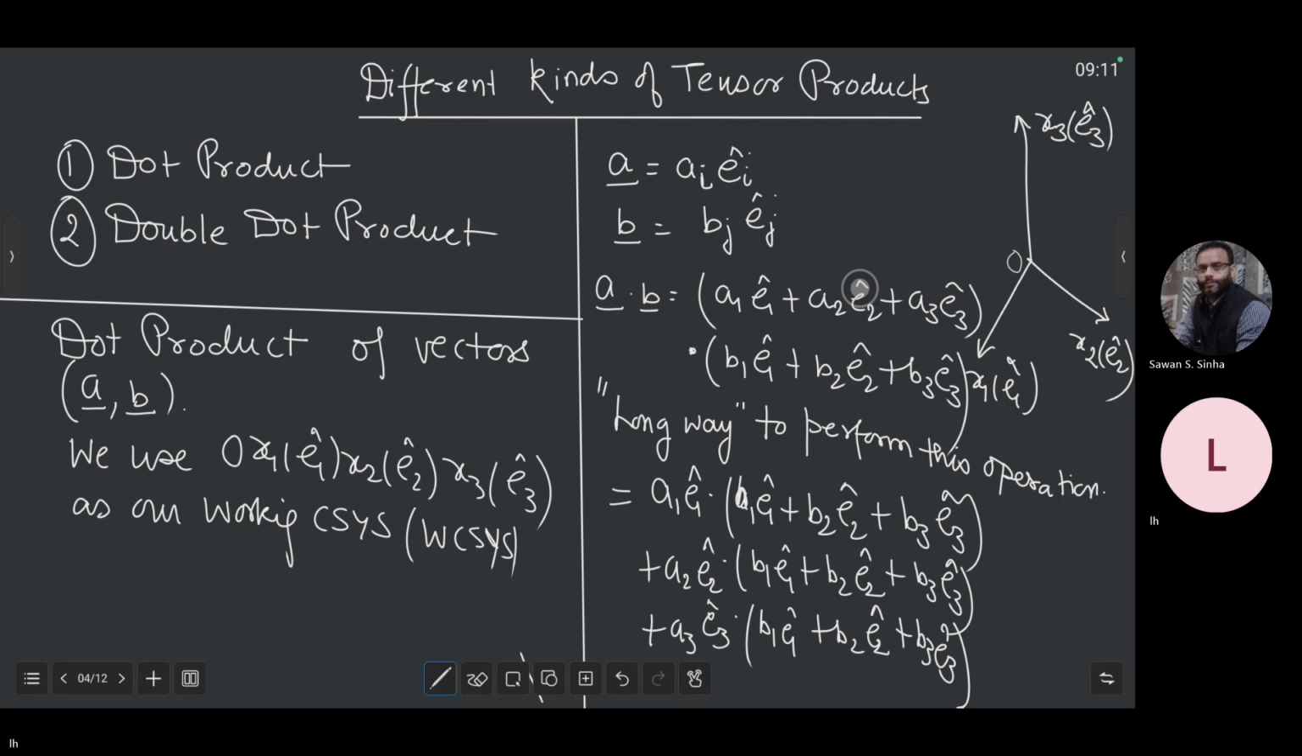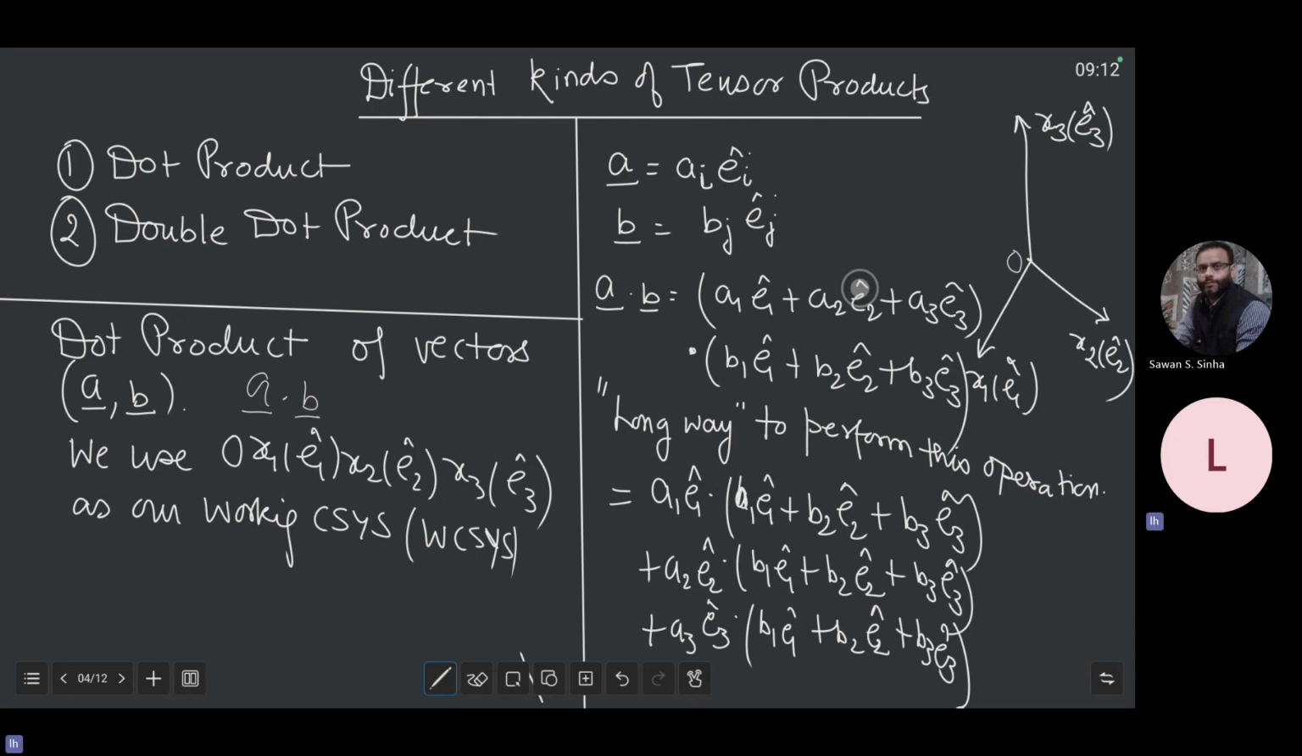Okay. And I'm going to perform this operation, the dot product of vectors, using this coordinate system and simplify the expression. And then we will learn something about index notation. Index notation means writing a vector like A_i e_i, B_j e_j in that way. We will observe something about the dot product in the context of index notation, and then we will extrapolate this idea for higher order tensors.